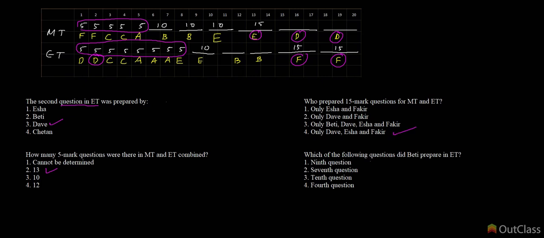Last question. Which of the following questions did Beti prepare in ET? In ET, 1, 2, 3, 4, 5, 6, 7, 8, 9, 10 and 11. Beti did 10 and 11. From the options it is 10th question.